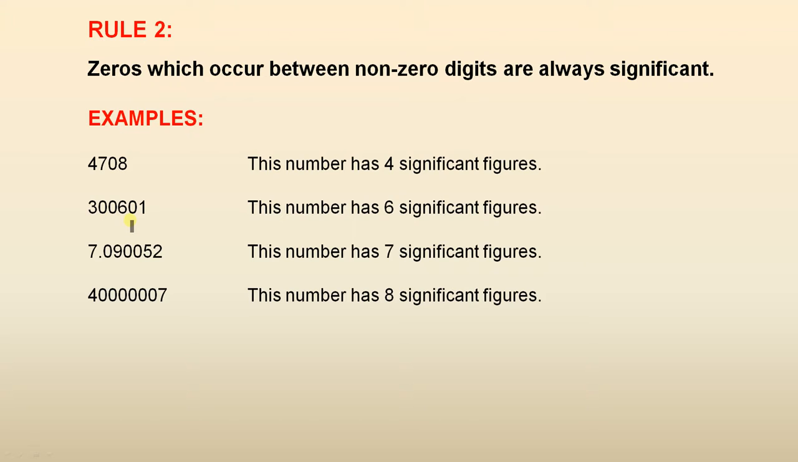These three zeros occur between non-zero digits, so altogether there are 6 significant figures. Very straightforward. It doesn't matter whether you have a decimal point or not. For this particular rule, those three zeros occur between non-zero digits, so that's why this number has 7 significant figures. And here, those 6 zeros occur between two non-zero digits, and that's why we have 8 significant figures. That rule is also very straightforward.